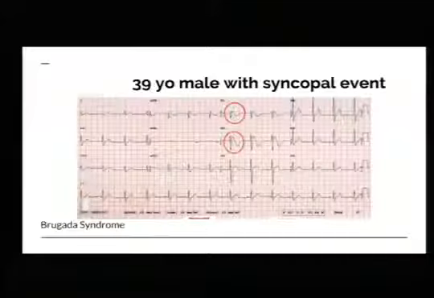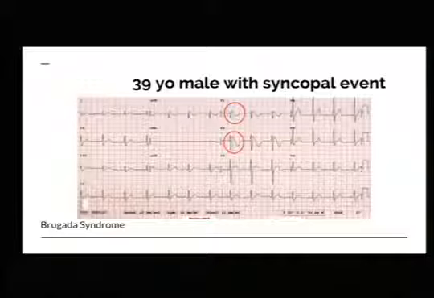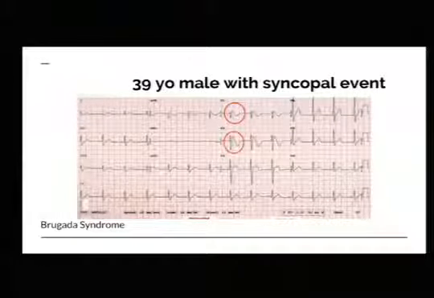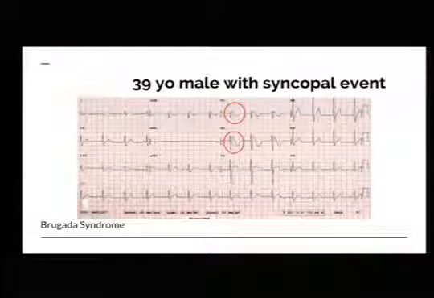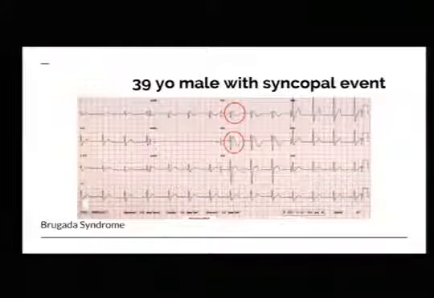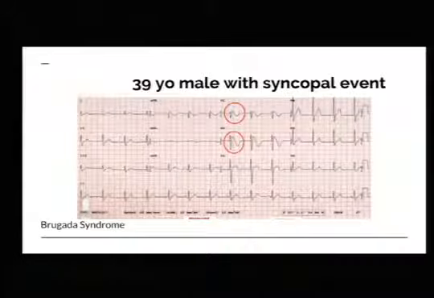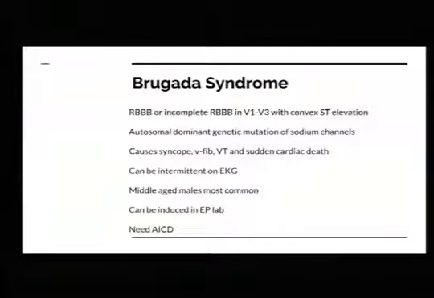Go back to your, so you've got your little rabbit ears with your RSR prime. So there's your right ventricle, your left ventricle, then your right. And then you get your ST elevation. So this is an autosomal dominant mutation. This is kind of what you see, those family history of sudden cardiac deaths often can be, other congenital things, but Brugada is one of those that they look at.